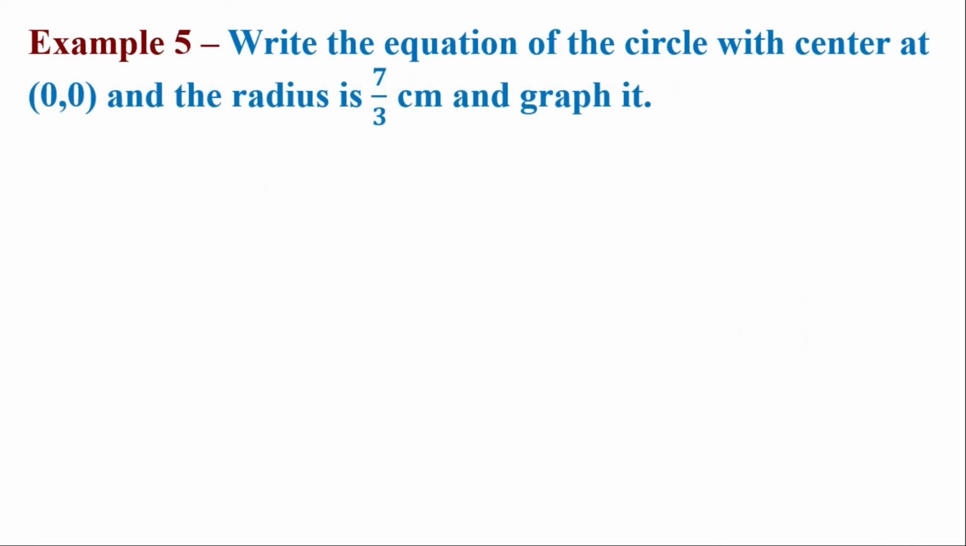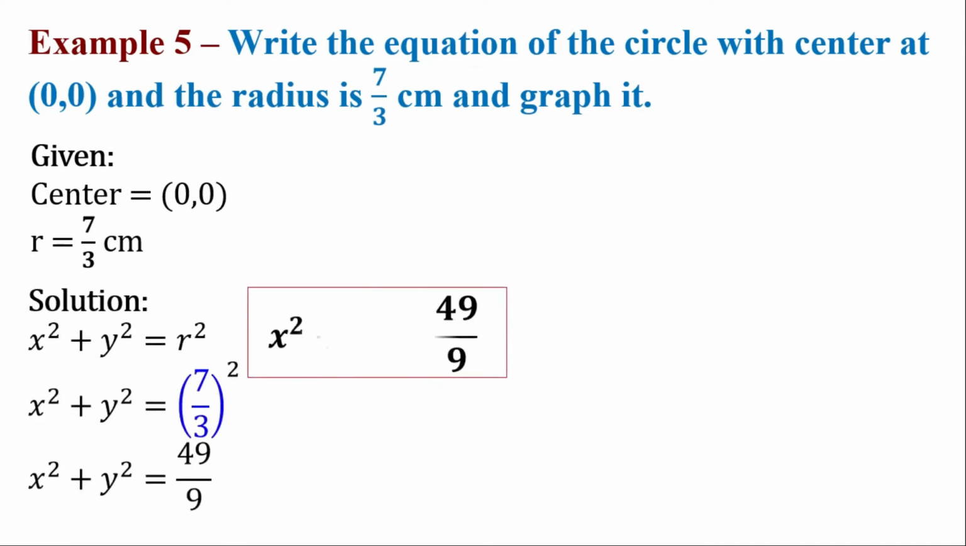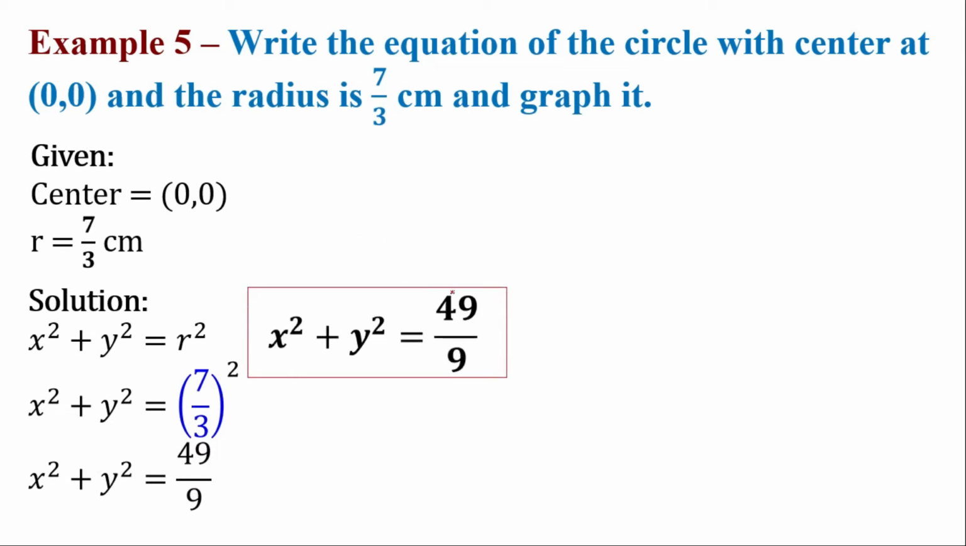Now let's deal with a fraction, a fraction of a radius. So this will be our given, and we substitute our radius to r, and if we square this, we square the numerator and the denominator, and that gives us 49/9. The equation of the circle is this one.